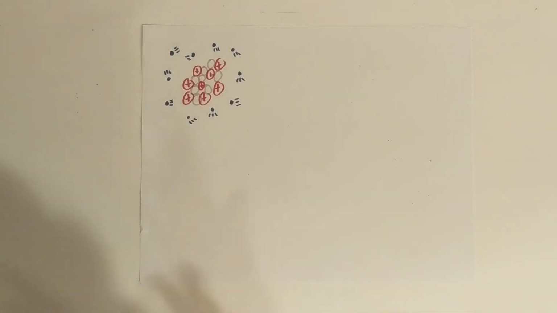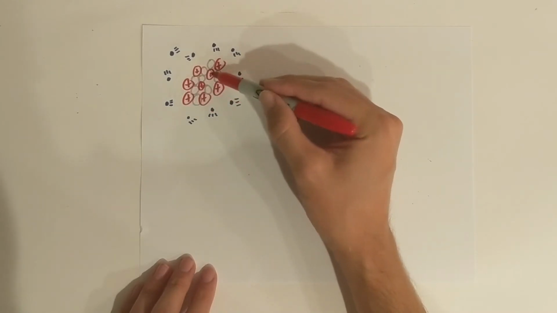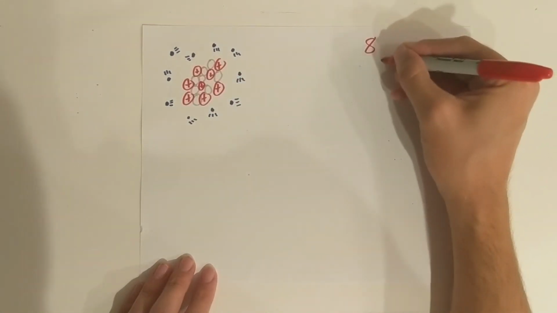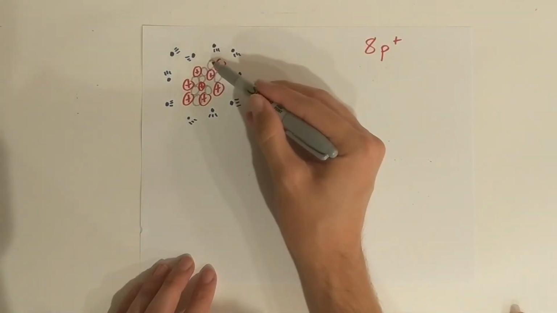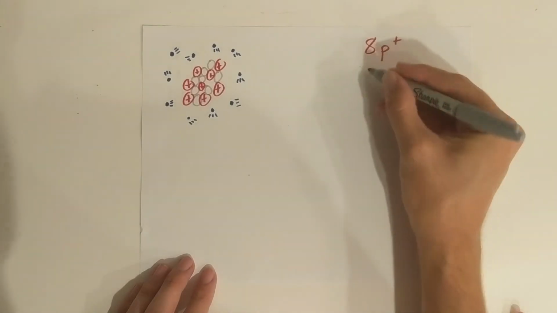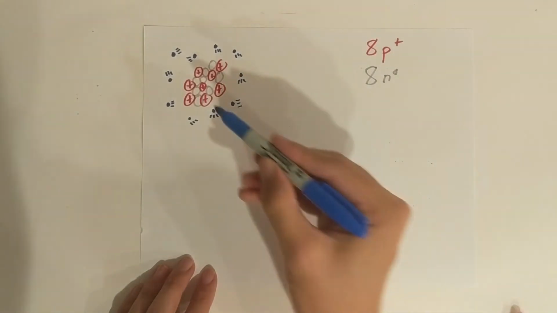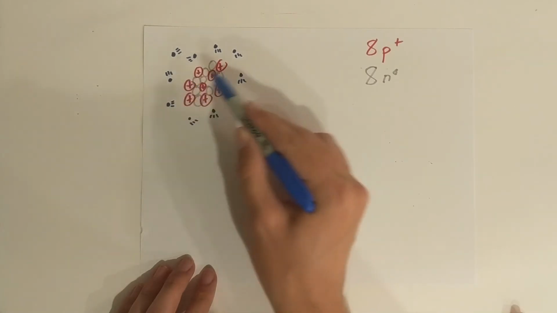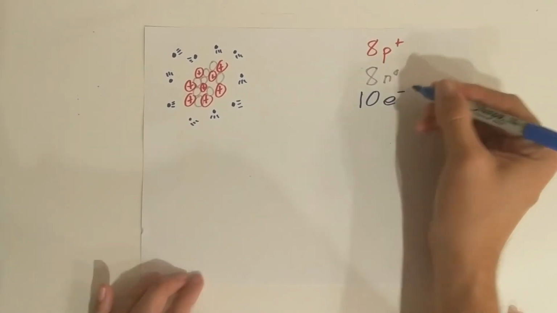All right, another problem where we have to both find our subatomic particles and then our atomic symbol. So let's just do the counting. That's all we got to do. 1, 2, 3, 4, 5, 6, 7, 8. We have 8 protons. Let's count those neutrons up. 1, 2, 3, 4, 5, 6, 7, 8. All right, 8 neutrons, 8 protons. Count these electrons up. 1, 2, 3, 4, 5, 6, 7, 8, 9, 10. Make sure you don't miss any of those little guys.